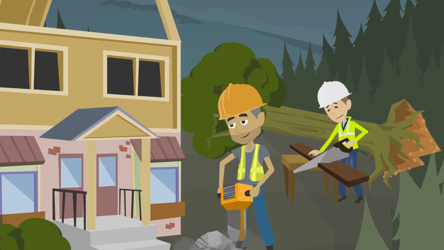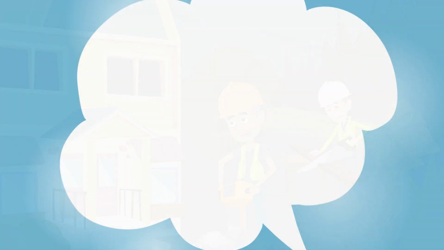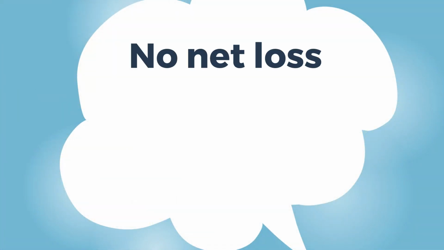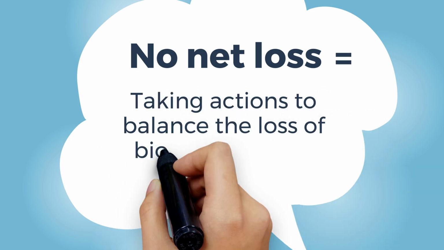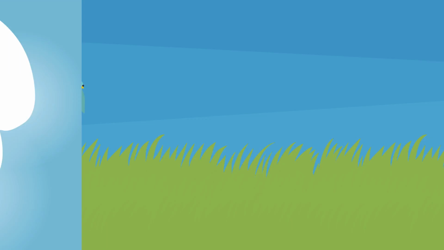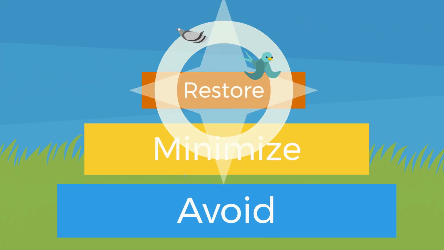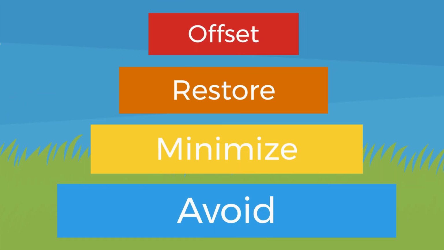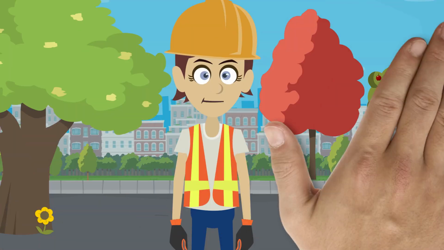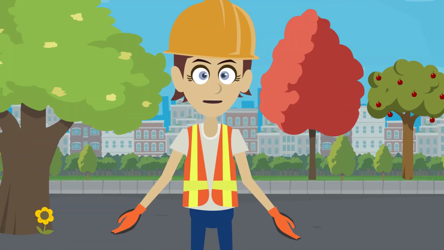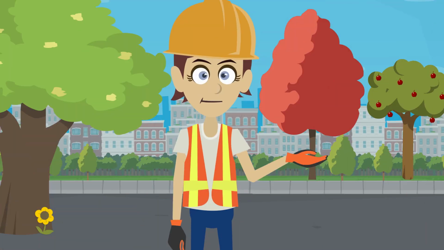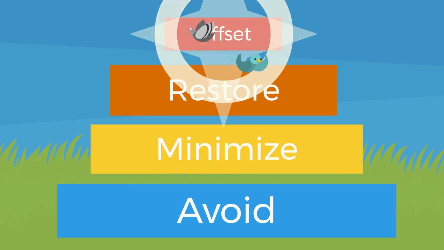A best practice approach to biodiversity in construction commonly involves delivering no net loss. A no net loss approach involves taking actions to balance the loss of biodiversity with positive actions to avoid, minimize, restore, and offset these negative impacts. These actions come together to form the biodiversity mitigation hierarchy, which prioritizes how you manage impacts to biodiversity.